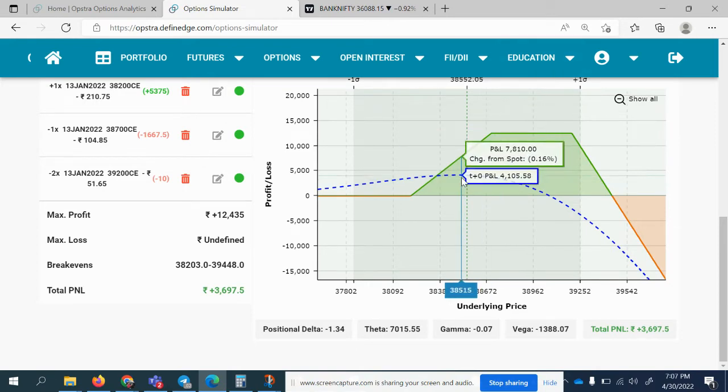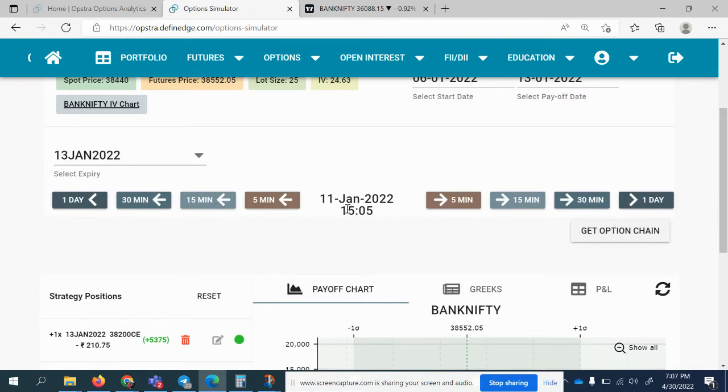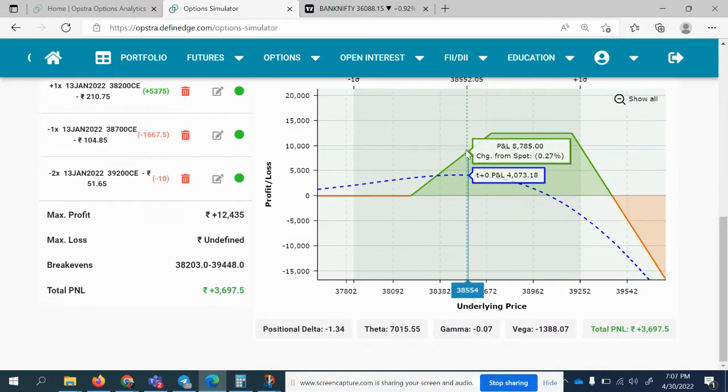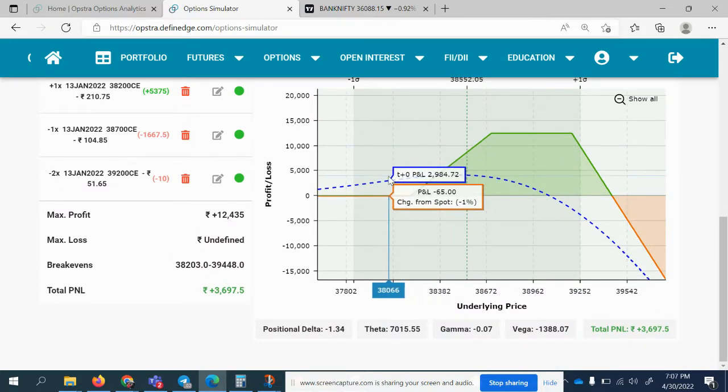So let's say this is your real time trade and you are at a profit of 4,000. You are on 11th Jan at close of the day. You have 2 more days, right? So you might have the feeling, in this volatile market, what if the market comes down 1%? Check the red color box. If the market makes a move of 1% tomorrow, gap down, your profit of 4,000 will convert to 2,900, right?